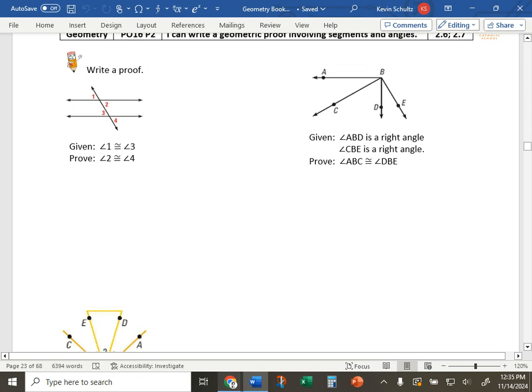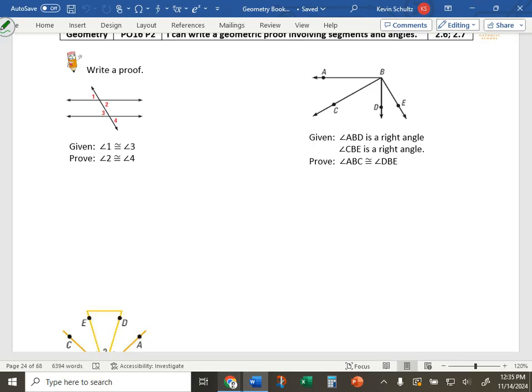All right, before we go, let's do a geometric proof. Here we have a situation. It says write a proof. Given angle 1 is congruent to angle 3, and we need to prove that angle 2 is congruent to angle 4. So again, those two questions: what do we know? We know that angle 1 is congruent to angle 3. That's how our proof is going to start.